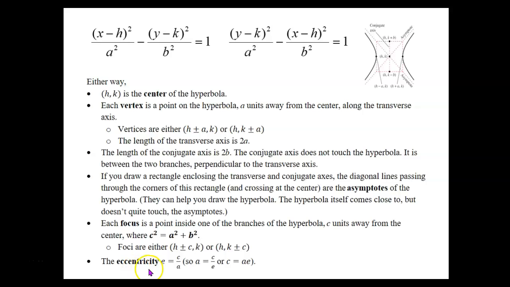And for a hyperbola, the eccentricity is C over A, C divided by A. That's exactly the same formula as the eccentricity of an ellipse. But with an ellipse, C is smaller than A, and that gives you a number less than 1. For a hyperbola, C is greater than A, and so that gives you an eccentricity greater than 1.